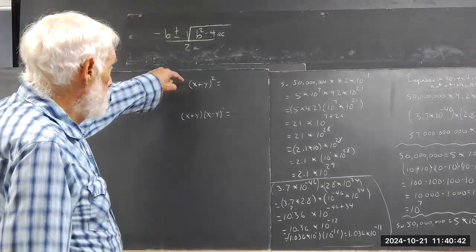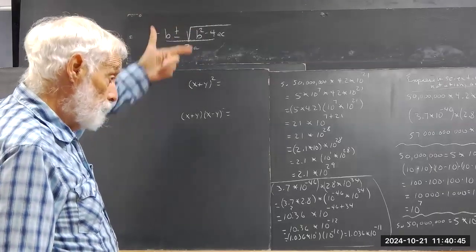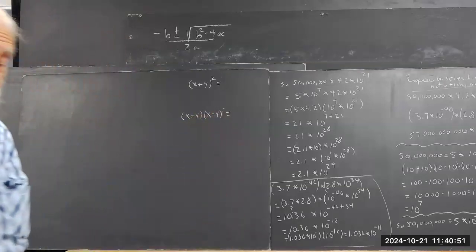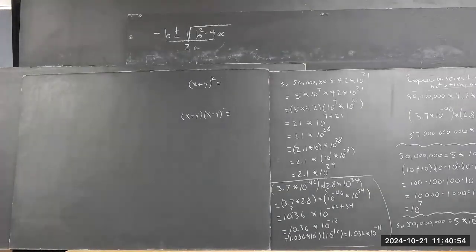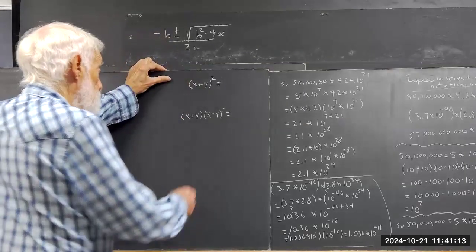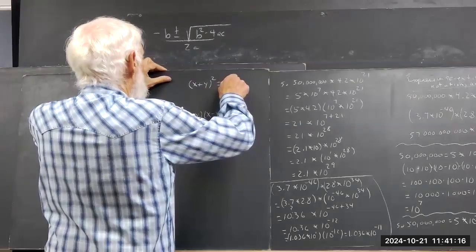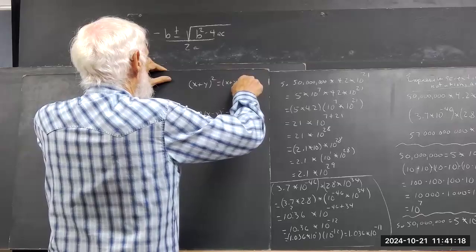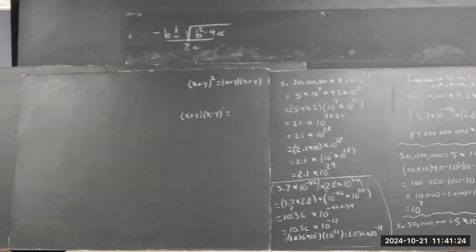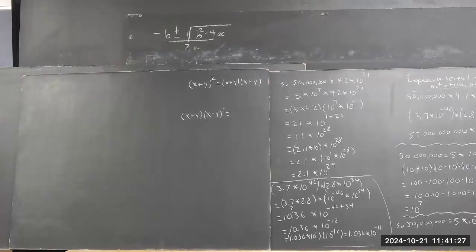Okay, what we want to do is figure out x plus y squared using the distributive law, and then x plus y times x minus y, again, using the distributive law. Take a minute and do that. Now, it's important to understand what x plus y squared means. It means x plus y multiplied by x plus y. So once that's written down, the distributive law takes care of the rest of it.